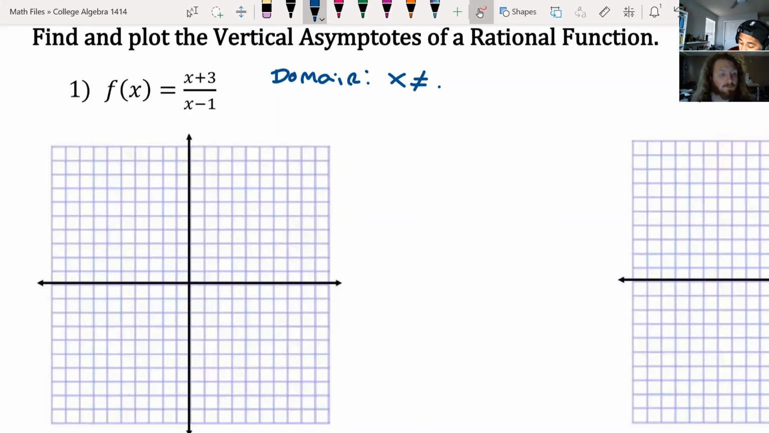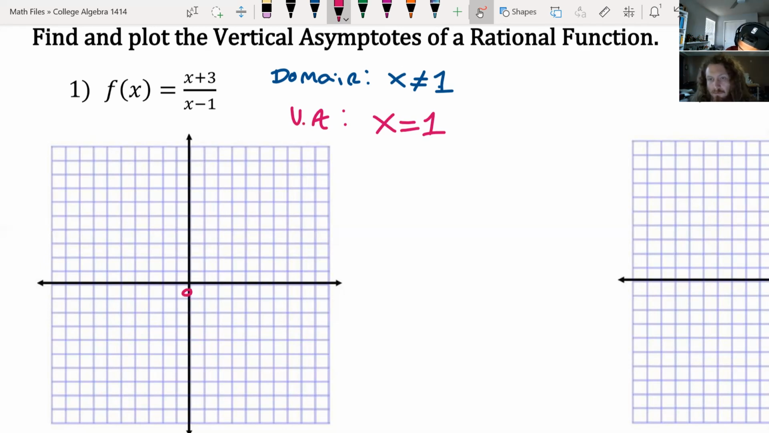x can't equal 1, which means, again, if you have your domain, you have your vertical asymptote. So this means that my vertical asymptote is going to be the line x equals 1. They go hand in hand. Nothing easier than that. Okay. And x equals 1 is the graph of a vertical line. So that's all we're going to do is plot it on here.